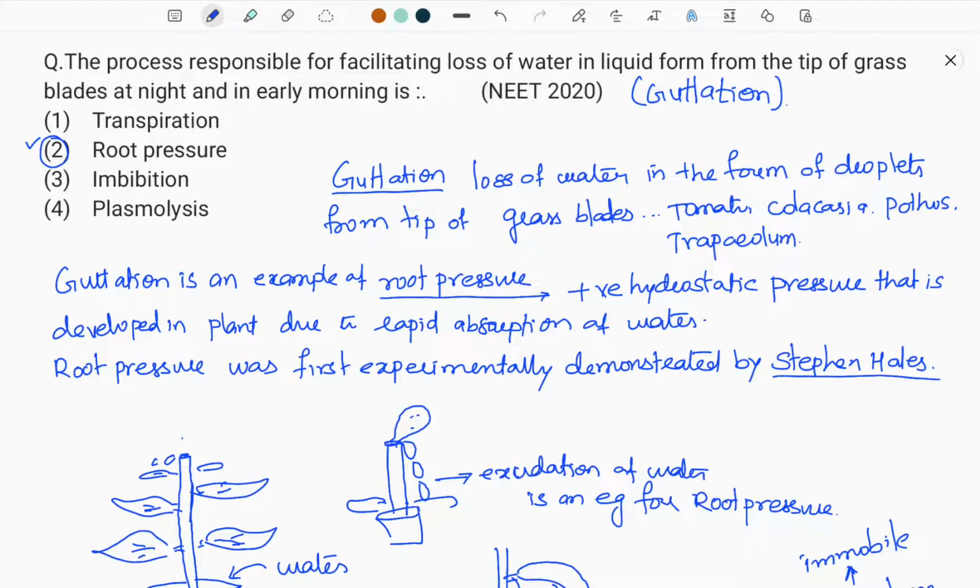It's very good. For example, heterophily is an example for plasticity, right? So when you know plasticity, then you can explain about the heterophily. If you do not know plasticity, you do not know about the heterophily. Same way, you should have the thorough knowledge about the guttation. What is guttation? From where does it take place? Where does it take place? In which plants it takes place? It's an example for what? It is an example for what? Root pressure.